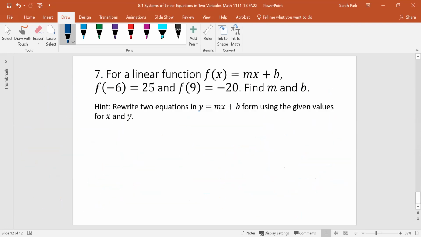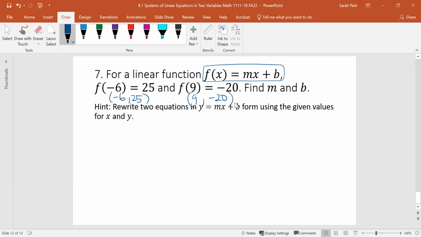It says for a linear function, f of x equals mx plus b, you'll have f of -6 is 25 and f of 9 equals -20. Find m and b. What is this saying? You're given 2 values on the line, essentially 2 points. One is (-6, 25). The other one is (9, -20). And we want to find the line, the linear equation, that connects those 2 points.